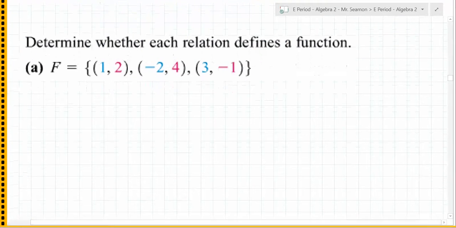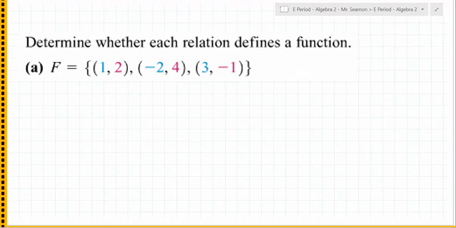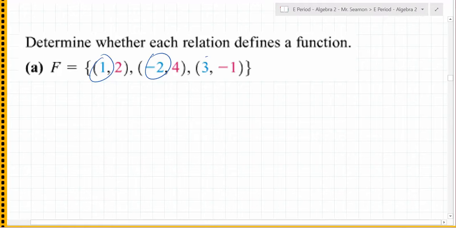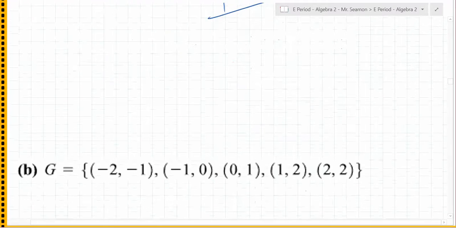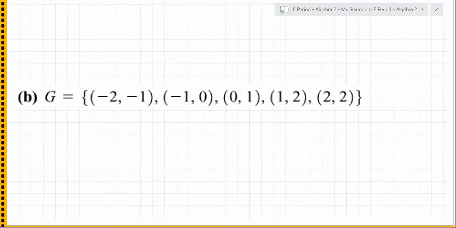So here's a relation. It's a set of points. What do you think? Is this a function? Yeah. 1 goes to 2, negative 2 goes to 4. These are all different x values. So, great, this was a function. What about this right here? A few more points. What do you think? Is this a function? No. This is more than one that has that.